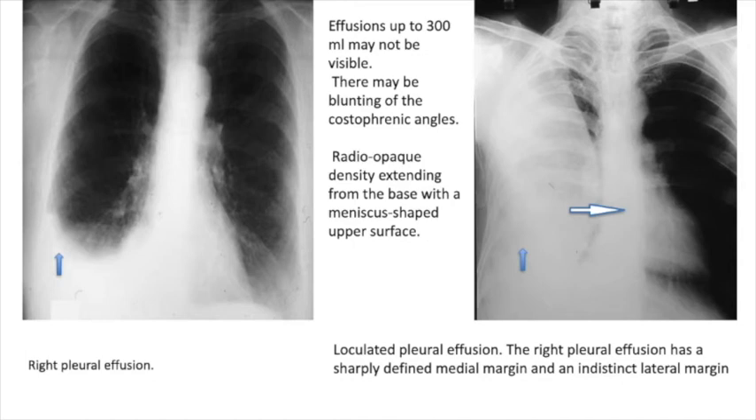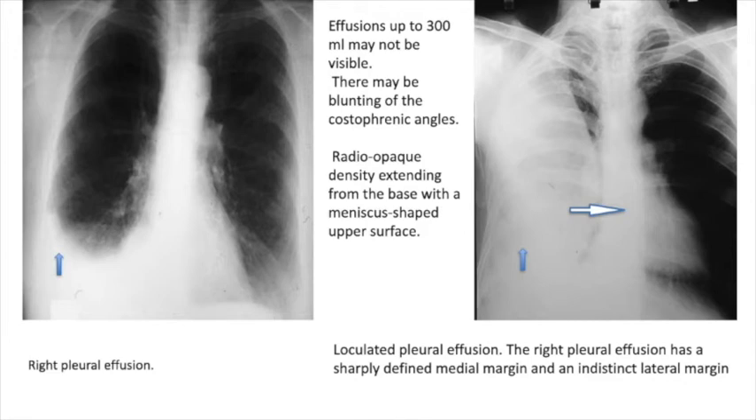Now we talk about pleural effusion. We also find opacity. You can see on the right of your screen, on the left of the film, the right pleural effusion. This is an opaque density standing from the base with a meniscus shape. You have to review what the meniscus sign is on chest X-ray later.